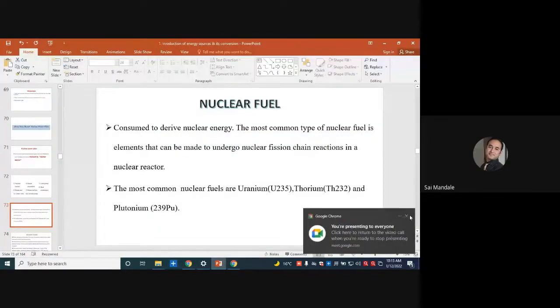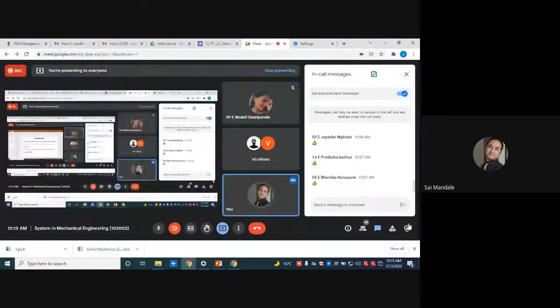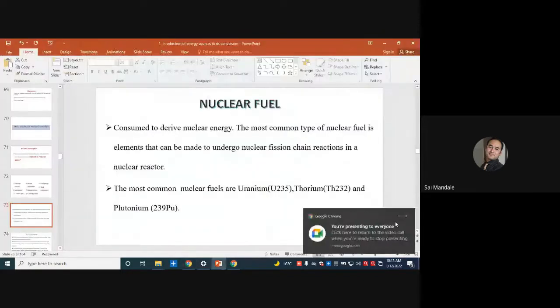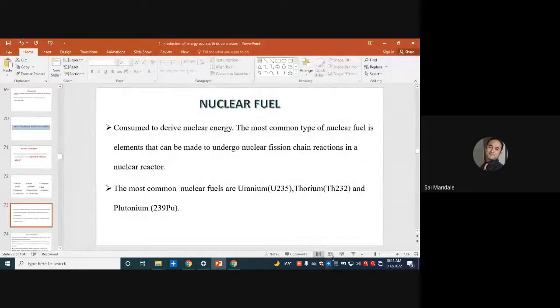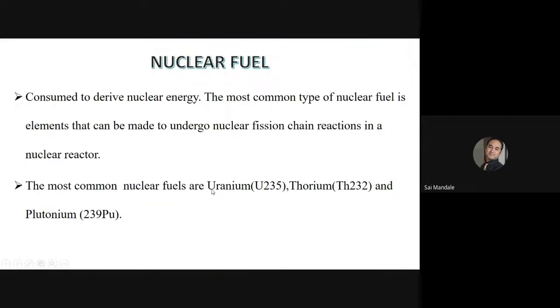So uranium, thorium, and plutonium are the three nuclear fuels we are using for electricity generation. But all these fuels have to go through a nuclear fission chain reaction. So what is a nuclear fission chain reaction? Let us see.